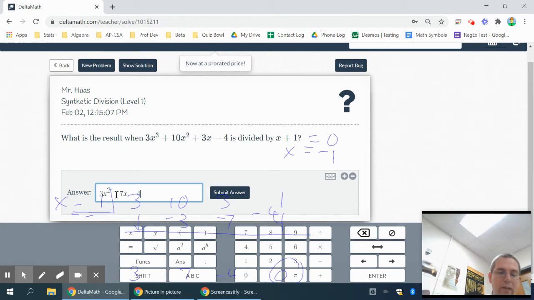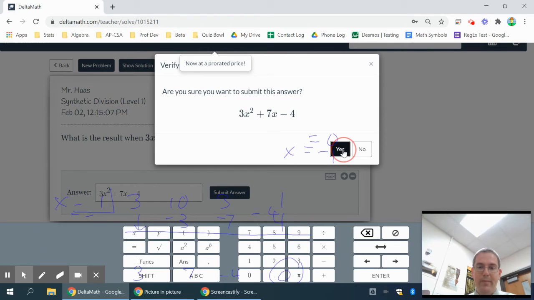So if the number's negative, it'll be a minus. If the number's positive, it'll be a plus. And just your exponents all kind of go down by 1. So x to the third became x squared became x, and an x became a plain number, was no remainder. If you submit that, it should be correct.